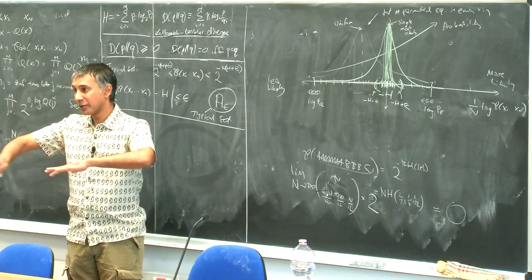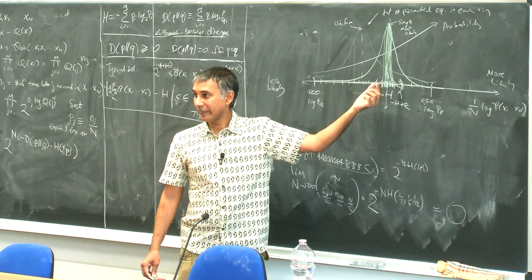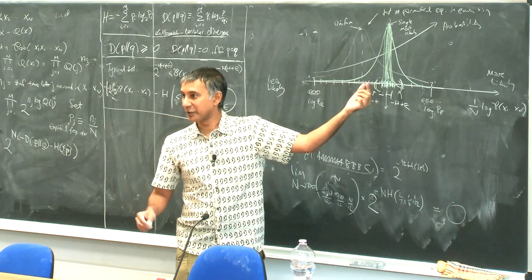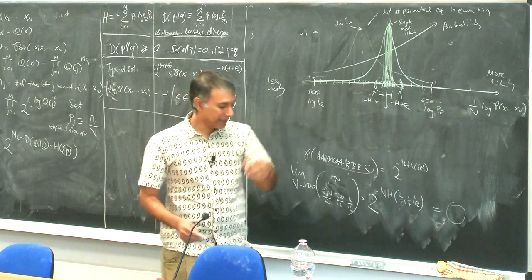On the whole, when everything finishes, there's a fixed number in here, and that number approaches 1. It's like 1 minus epsilon. And there's very, very few outside. Okay? So I'll stop here.